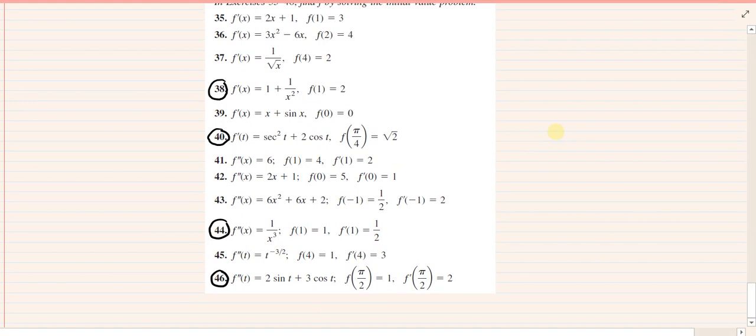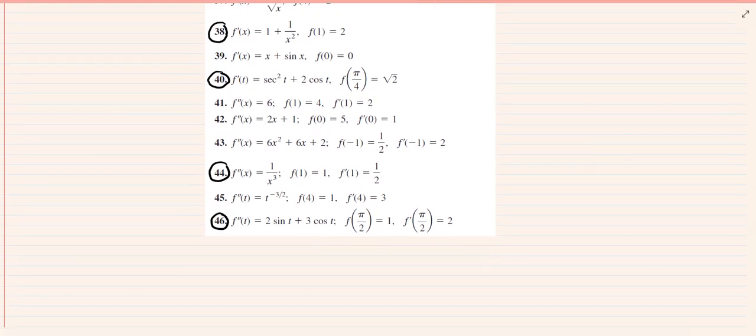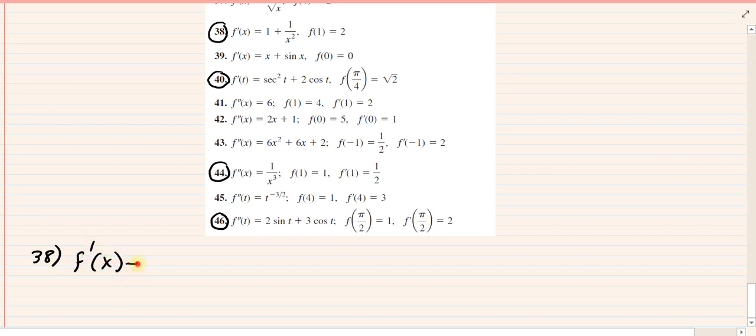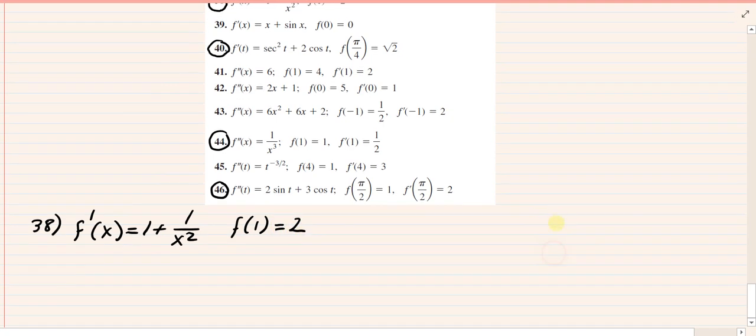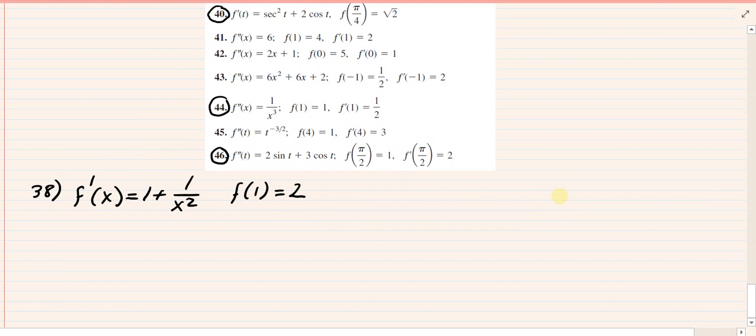So let's begin with exercise number 38. In number 38, we have f prime of x is equal to 1 plus 1 over x squared, and f at 1 is equal to 2. Then we'll look at the ones that follow. Before we do this, we need to start by finding the antiderivative. We need to find f of x. That's what we need to do.